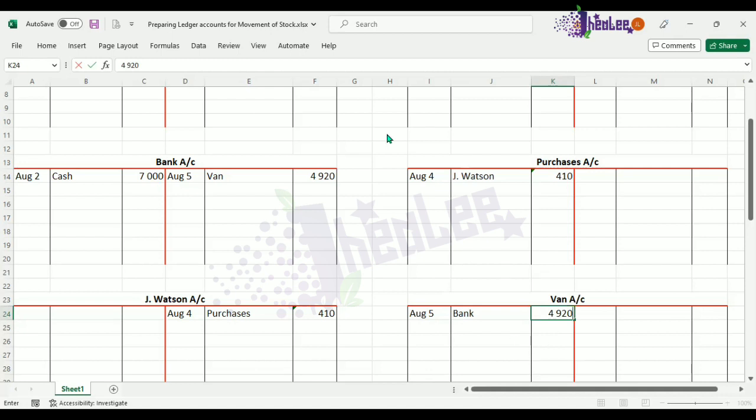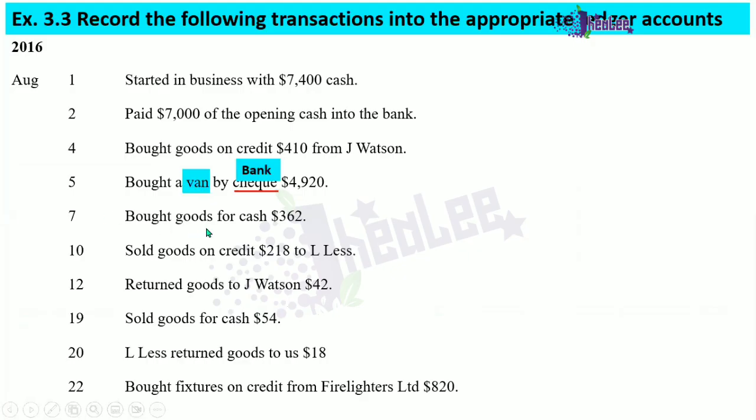Okay, let's move into the other transaction. That is August 7th, bought goods for cash. What are the two items affected by this transaction? We have purchased goods, so therefore the account that is affected is purchases, and this was made using cash. So the next account affected is cash. Once we have the purchase of goods, that's an increase in the asset. So we're going to debit the purchases account, and the other account should be credited, which is cash, because that's a reduction in our asset.